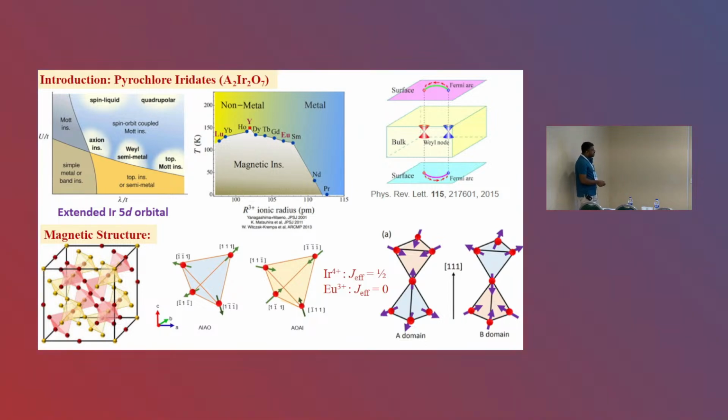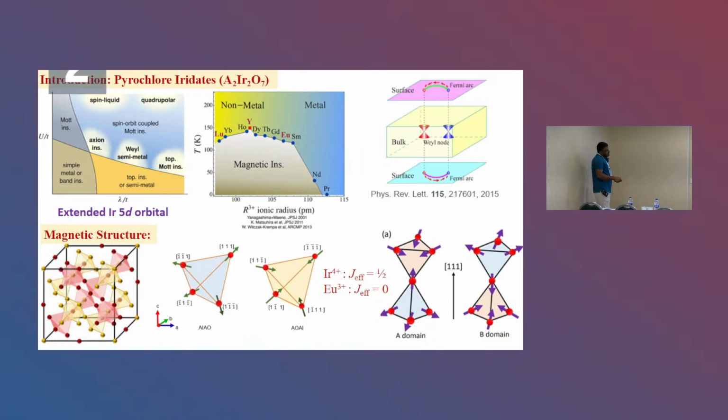But iridium is a 5d element, where we have extended orbitals, so the electronic correlation will be low, as well as a high Z value, so the spin orbit coupling will be high. Their relative values will be relatively close to each other. So we land near the semi-metallic phase, the Weyl semi-metallic phase that is predicted theoretically.